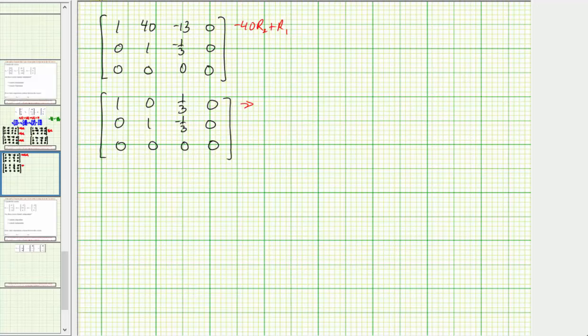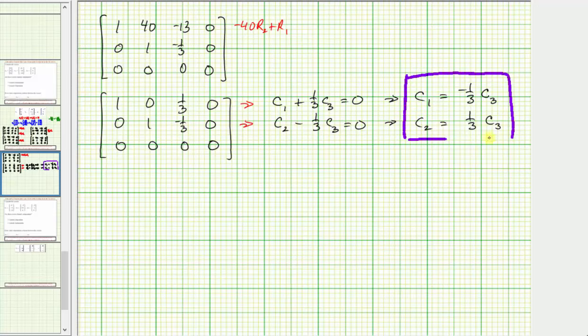Notice the first row tells us that C sub 1 plus 0 C sub 2 plus 1/3 C sub 3 equals 0. And the second row tells us that 1 C sub 2, or C sub 2, minus 1/3 C sub 3 equals 0. So here we know that C sub 1 must equal negative 1/3 C sub 3. And we know that C sub 2 must equal positive 1/3 C sub 3. So we can use these relationships to express vector v sub 3 as a linear combination of vector v sub 1 and v sub 2.